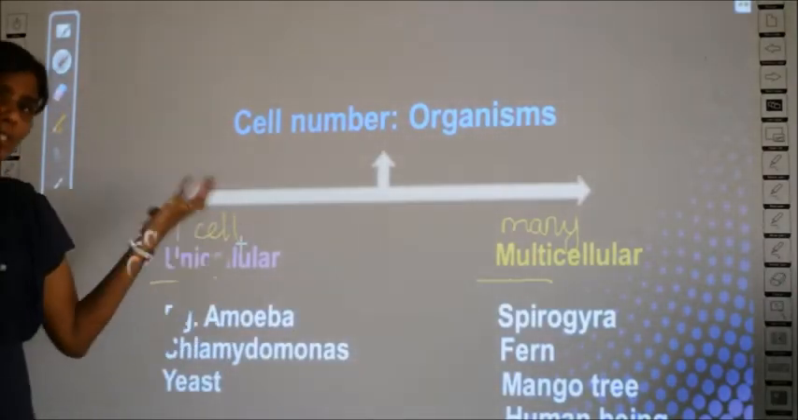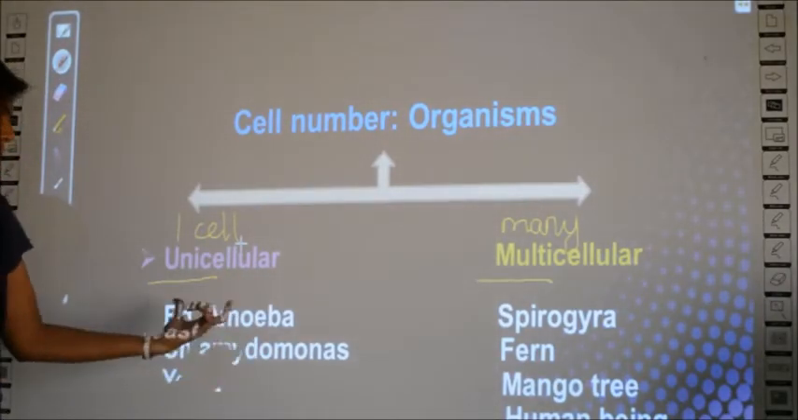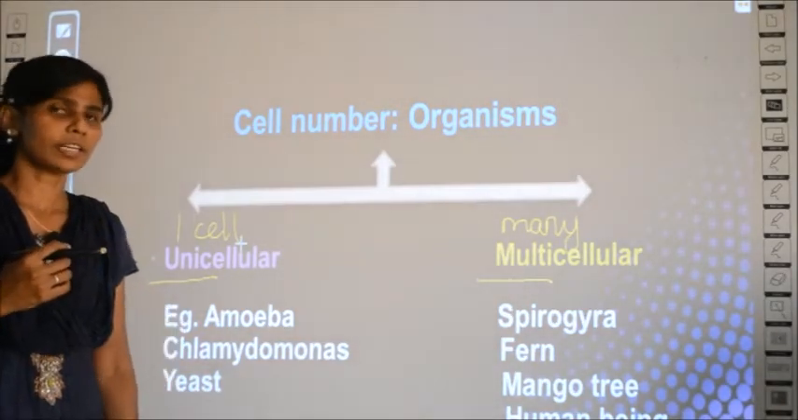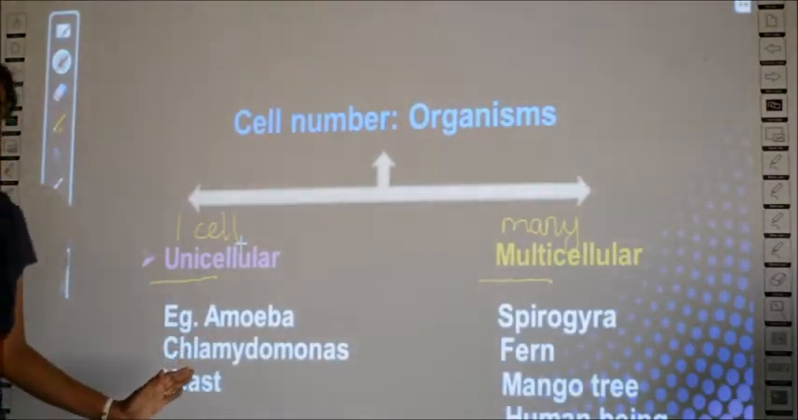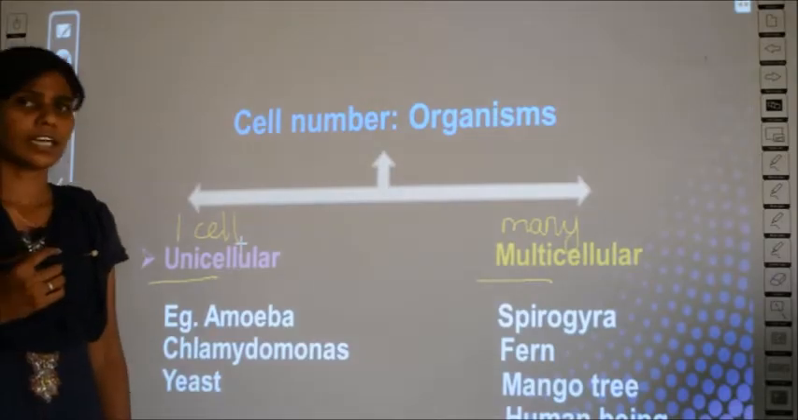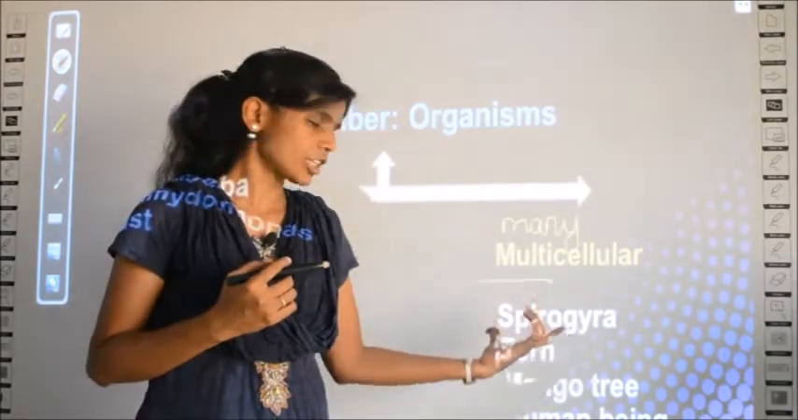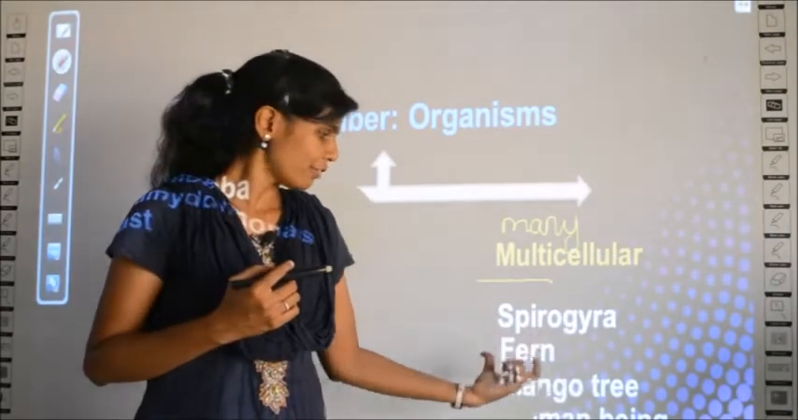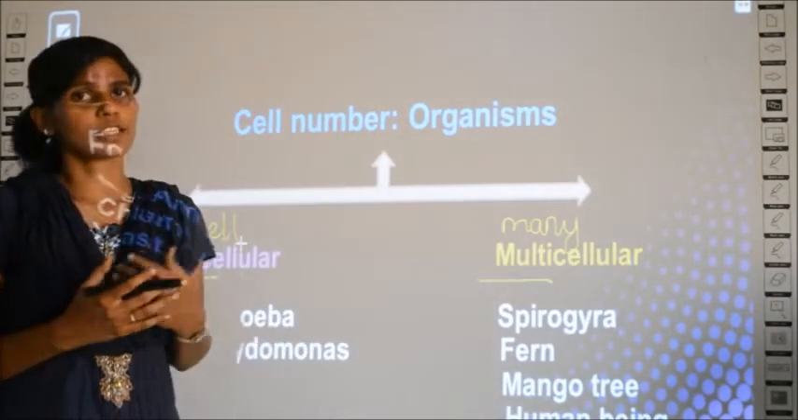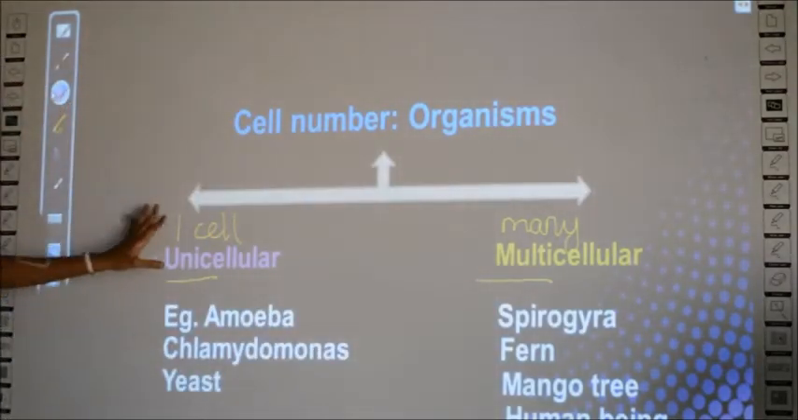Then what are the examples for unicellular organisms? 3 examples are given in your textbook: amoeba, chlamydomonas and yeast. Even bacteria are unicellular organisms only. So these names you have to learn. Examples for multicellular organisms given in your textbook are Spirogyra, ferns, mango tree, human beings. Many organisms are there, just a few are quoted in your text.